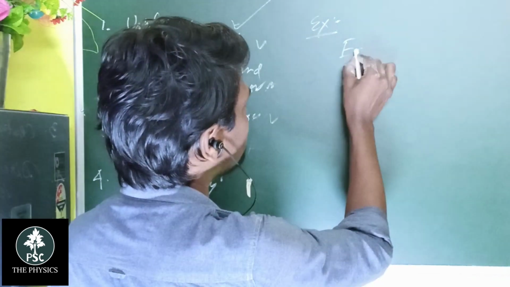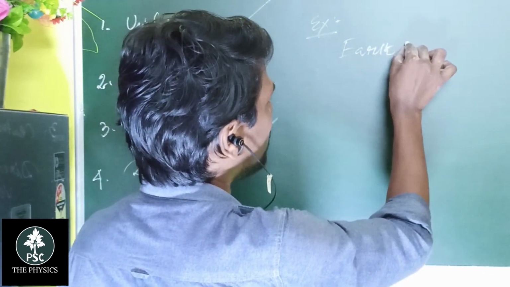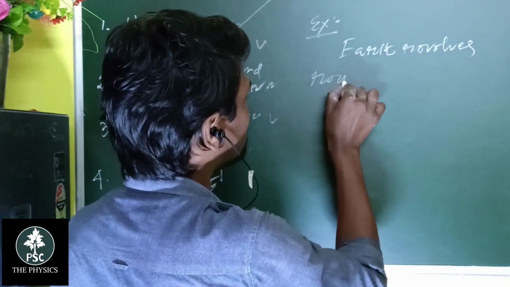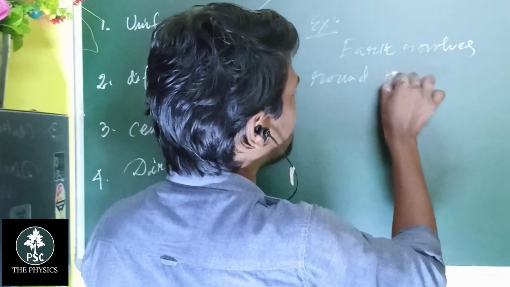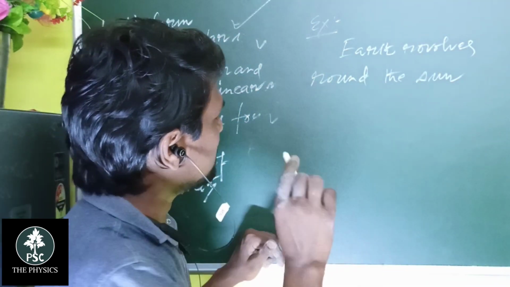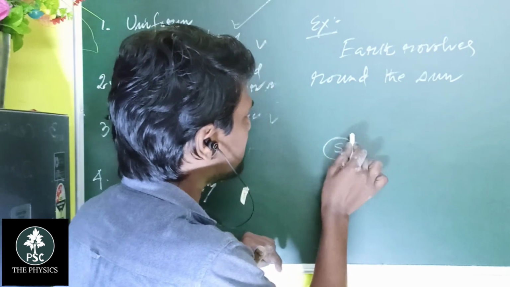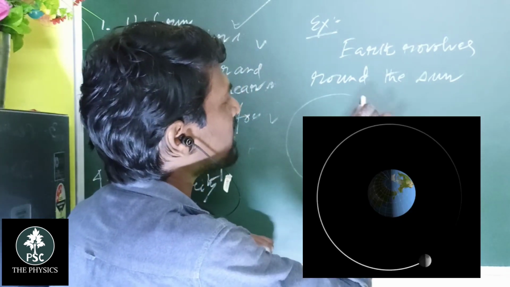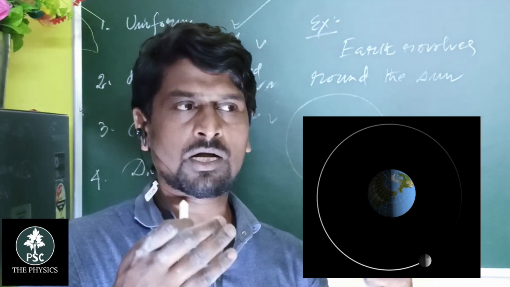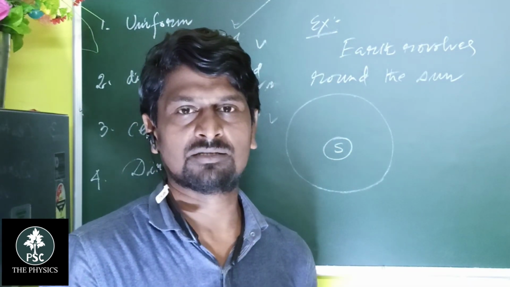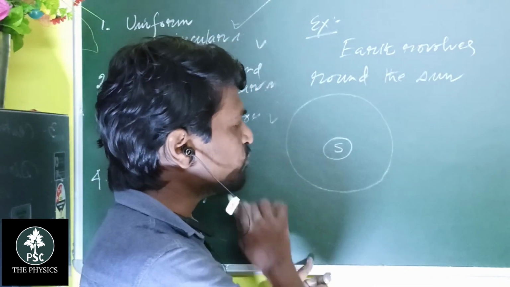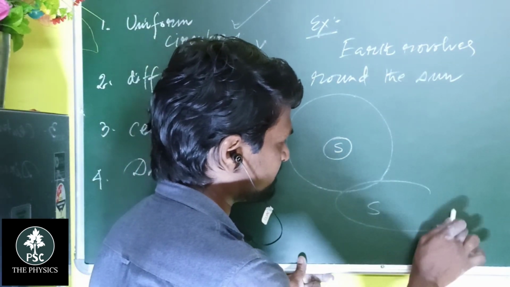So the second example is Earth revolves around the sun. Earth revolves around the sun. So this is the sun, and is this a circular path? It is an elliptical path. We know from the 9th standard Kepler's law. What is Kepler's law? Each planet moves in an elliptical path.